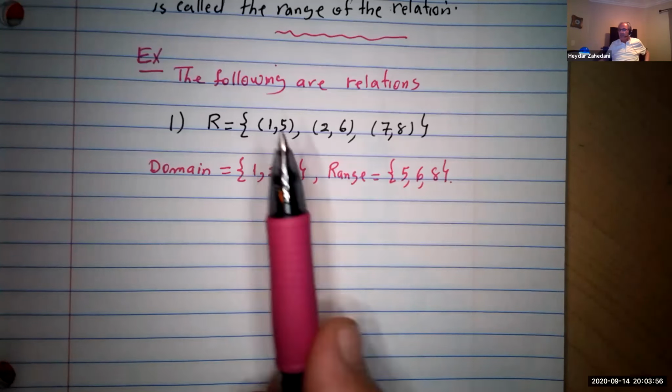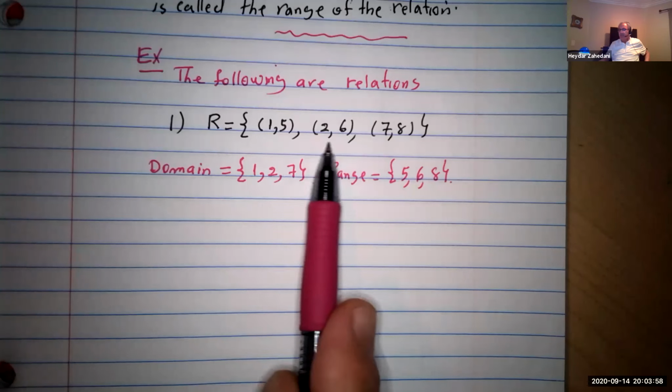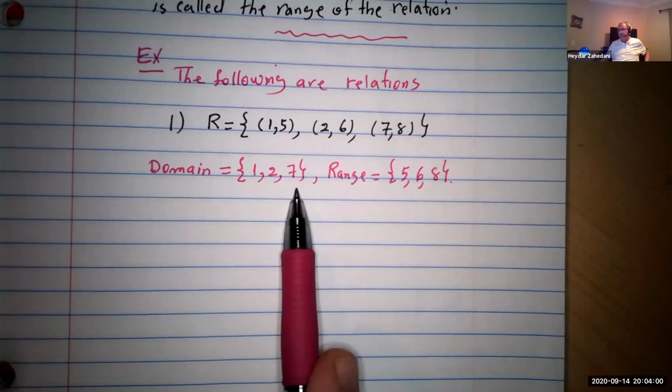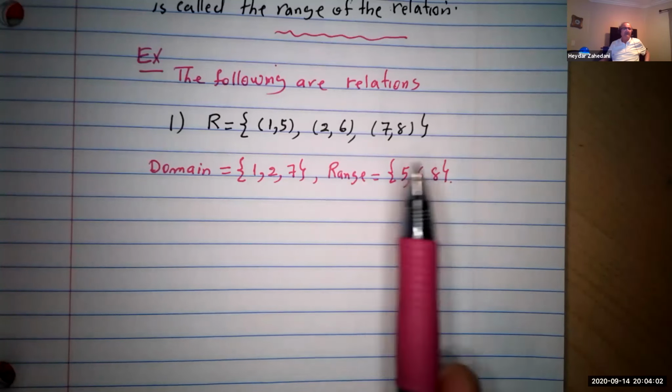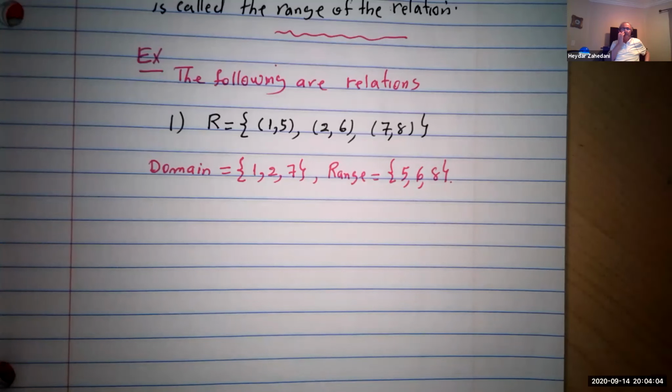You see the first component, the domain, is the name of the employee. The range, the second one, is their salaries. So if you put the names of the employees in your company and their salaries together, you have a relation. It's the relation between the salary and the number of hours. That's a relation.